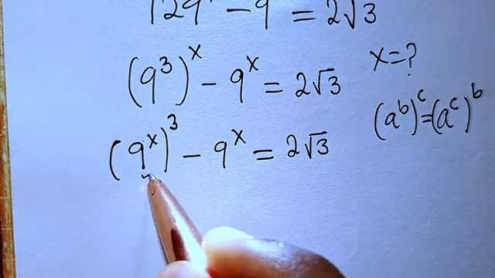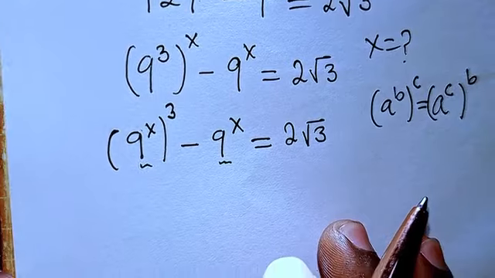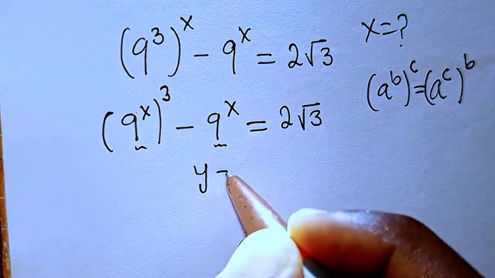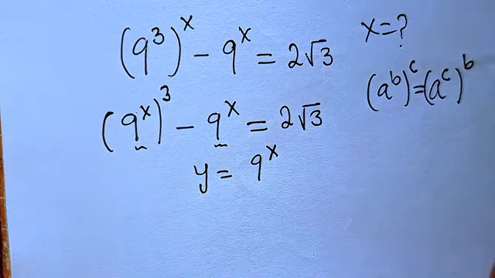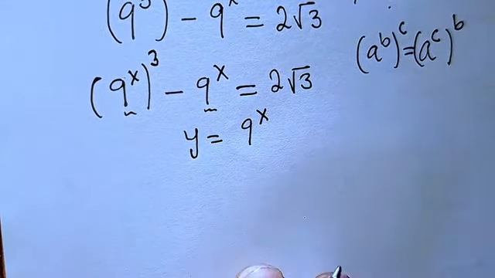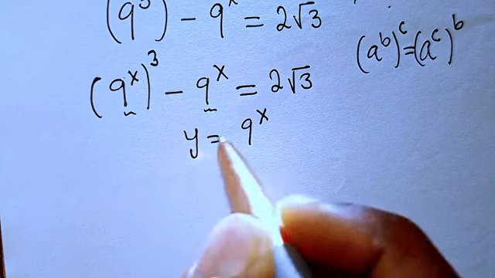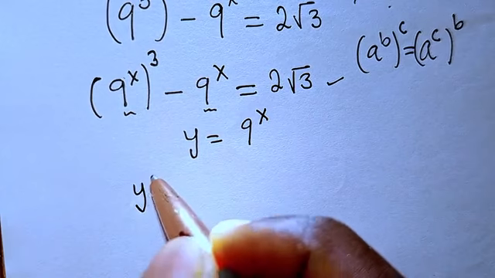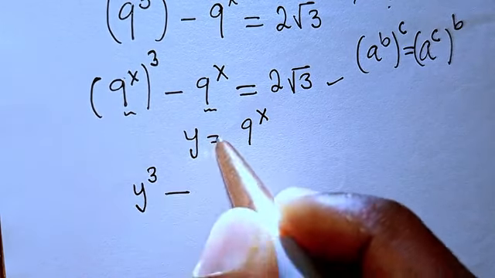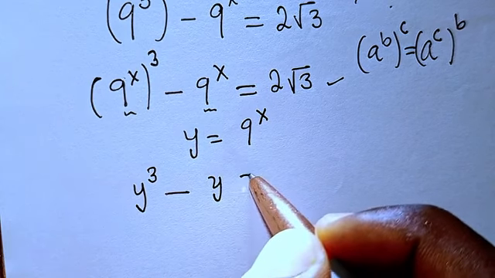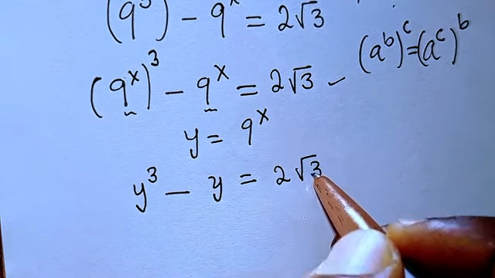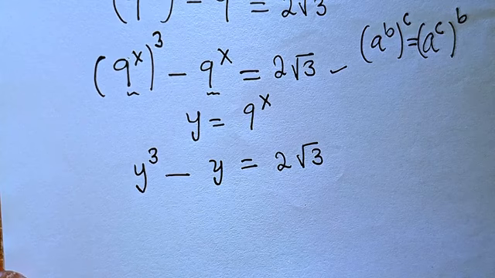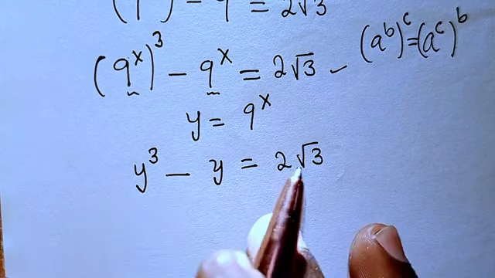Now the next thing we're going to do is, I have 9 to the power x here and 9 to the power x here, so I'm going to let y be 9 to the power of x. Anywhere I see 9 to the power x, I replace it by y. I'm going to have y to the power 3, minus y, equals 2 root 3. Are you following?